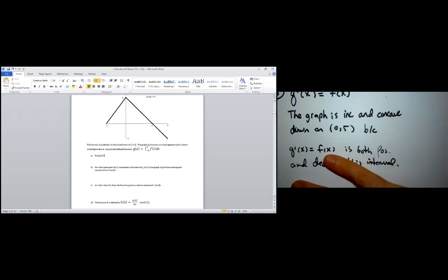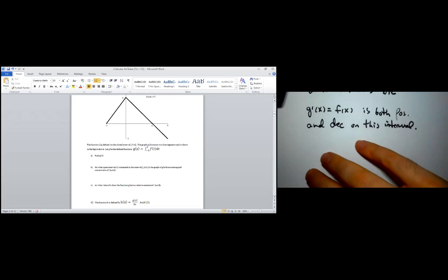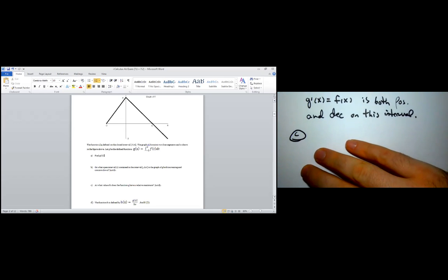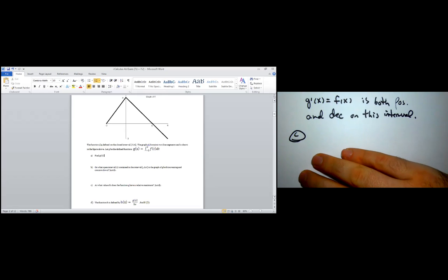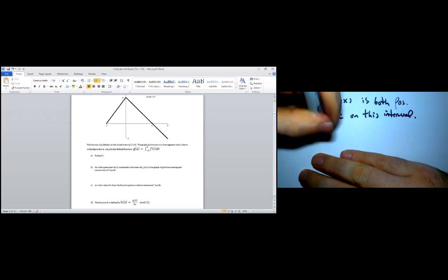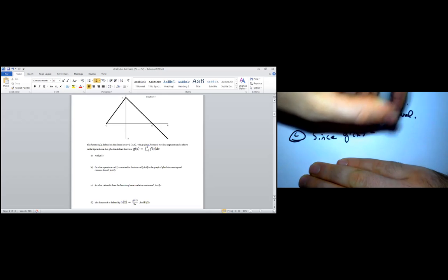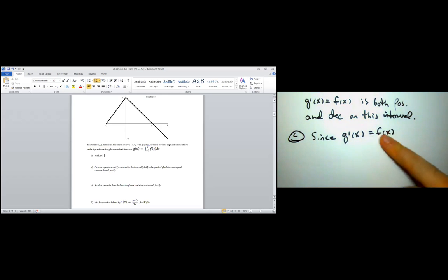So I just kind of talked about that answer. So for part C, we would want to lead off with the same thing. Does it have a relative min? At what value does x have a relative maximum? We would start off with, since g prime of x equals f of x, or just make that same statement.